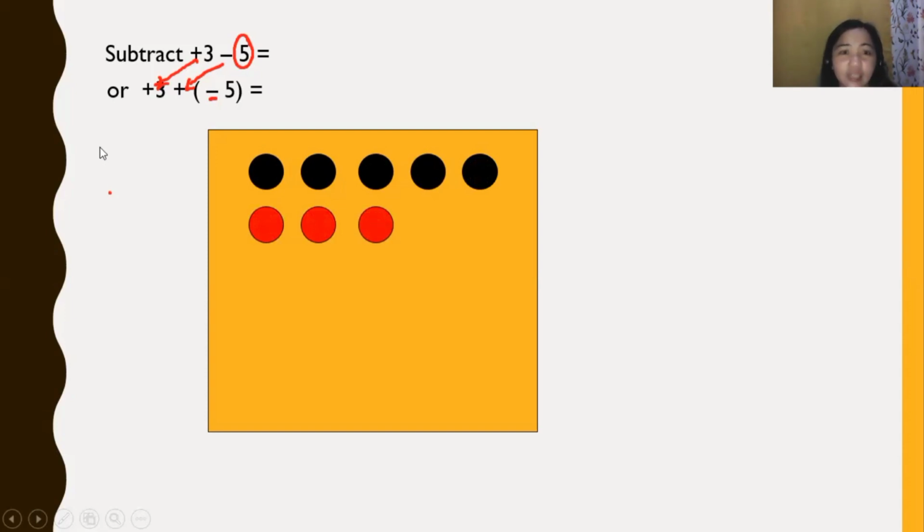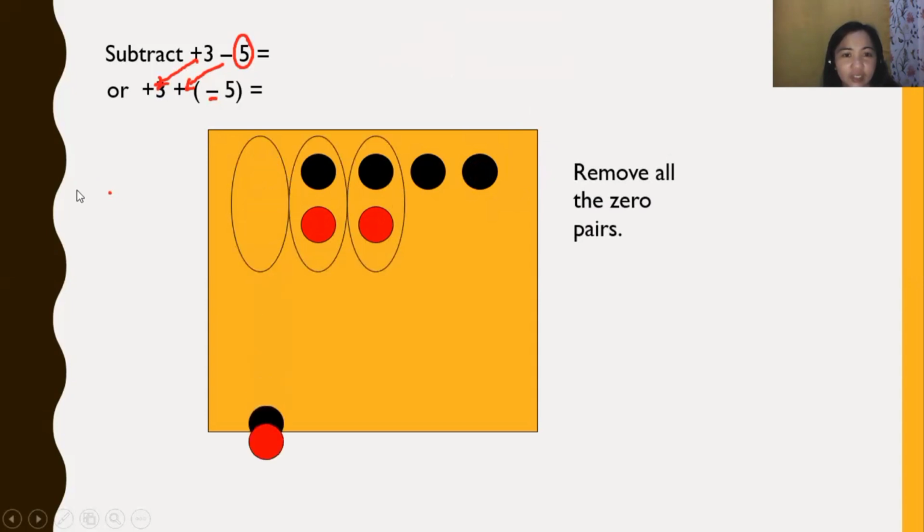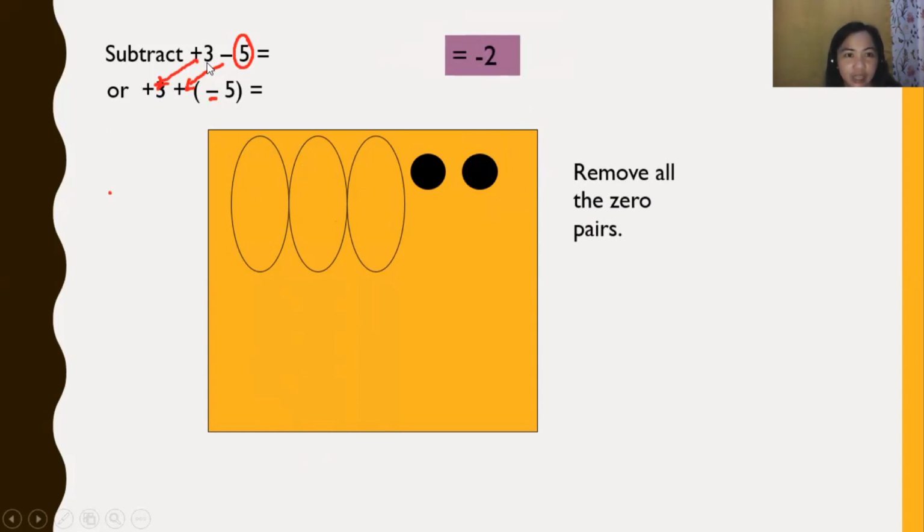So now again, remove all the 0 pairs. Alin ba yung 0 pairs dito? Ito. Natanggal natin. Ang natira, 2 black counters. That means negative 2. So we have 3 minus 5, that is negative 2.